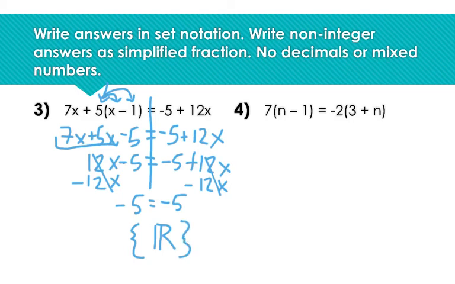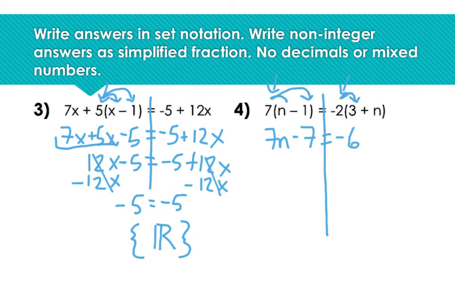So all real numbers. Number 4, so I'm going to draw my line down from my equal sign again, and on both sides we have distributive property. We're going to distribute the 7 here and the -2 here. So I'm going to do that at the same time. 7 times n is 7n's. 7 times -1 is -7. And now distributing my -2 to 3, that would be -6. And -2 times n is -2n.